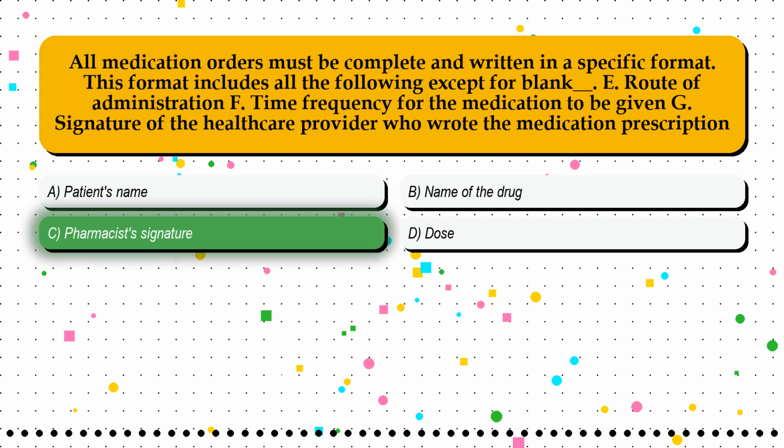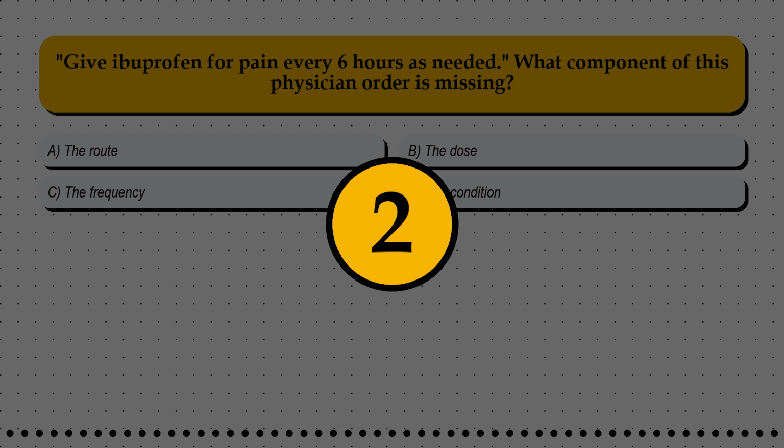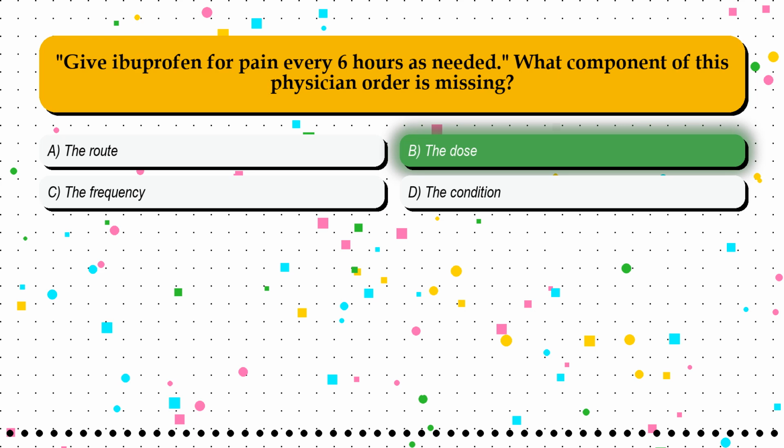Pharmacist's signature. Question 13. Give ibuprofen for pain every 6 hours as needed. What component of this physician order is missing? Option A. The route. Option B. The dose. Option C. The frequency. Option D. The condition. The correct answer is option B.